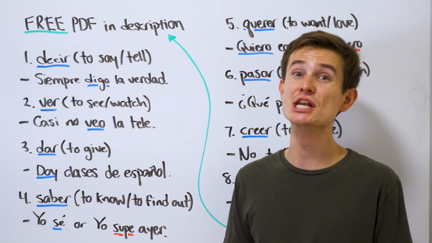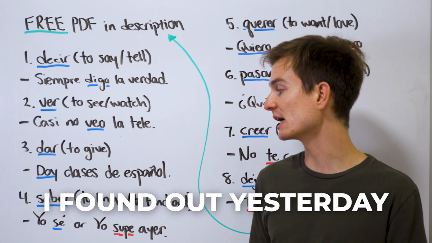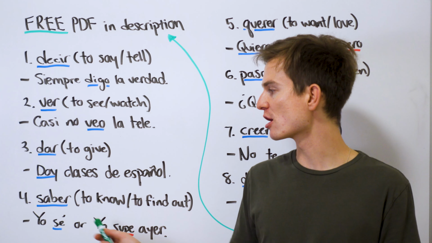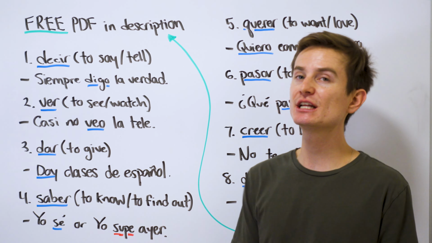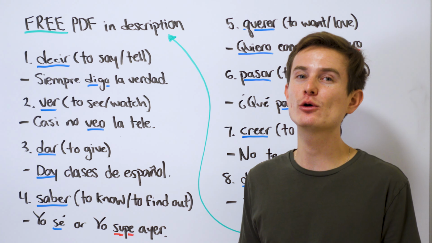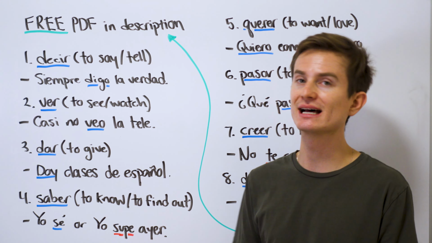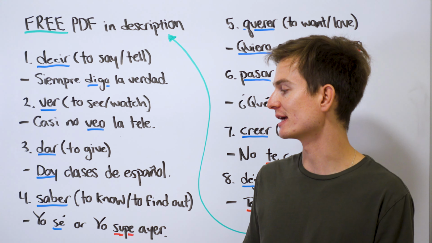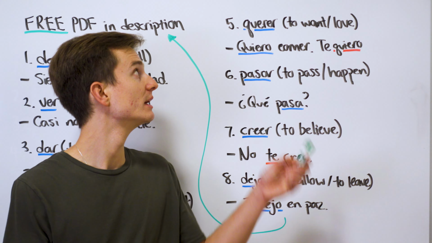Yo sé, I know, versus yo supe, que yo supe ayer. When we put the verb saber in the preterite tense, then it changes the meaning to find out. Yo supe ayer. I found out yesterday. So sometimes when verbs are put into the past tense, their definitions actually change, okay? All right, so let's take a look now at this side of the whiteboard.